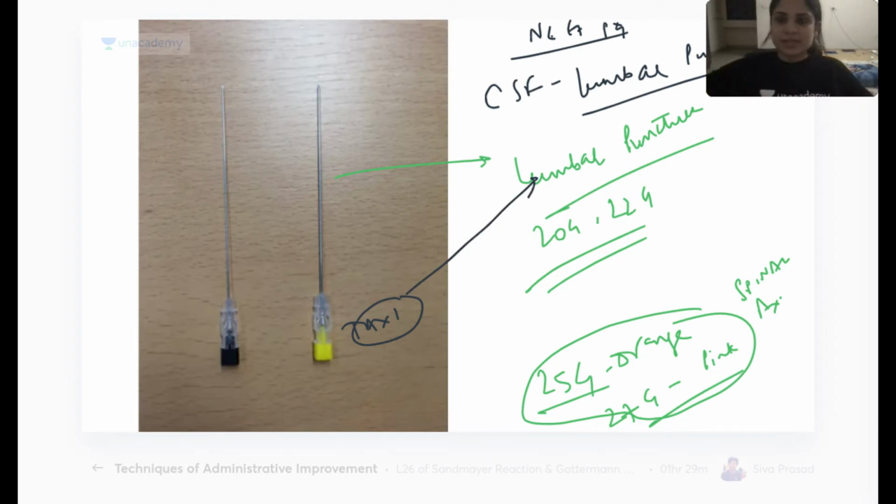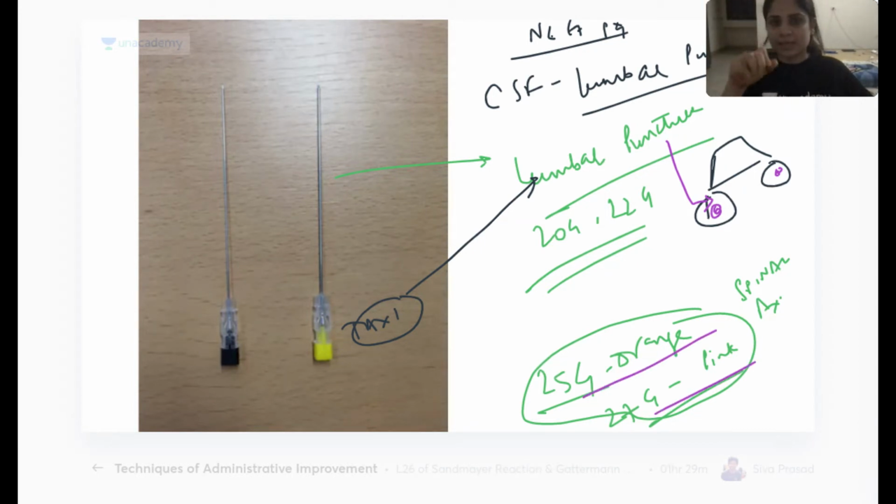So you can imagine there is a black and yellow taxi, and in its wheel there is a puncture. Okay, so there is a lumbar puncture in the taxi. That is how you can remember yellow and black are used for lumbar puncture, and your 25 and 27 gauge, orange and pink, are used for giving spinal anesthesia.